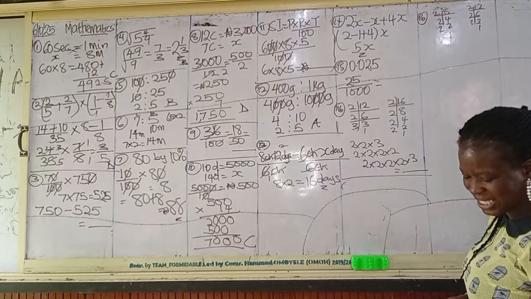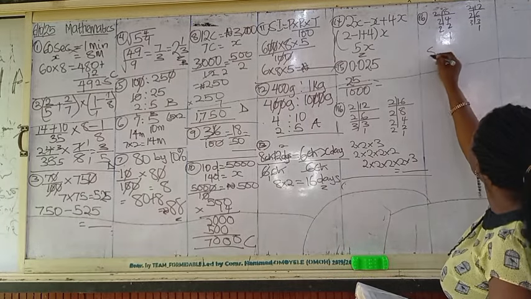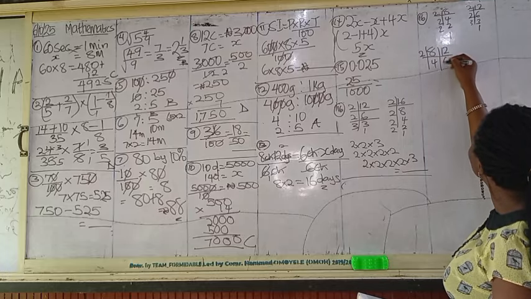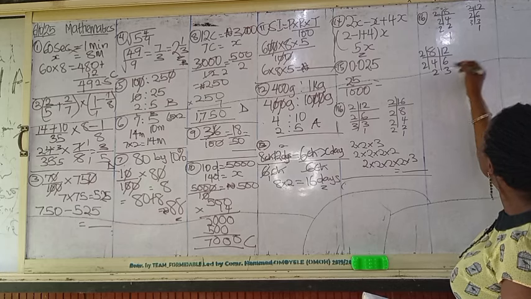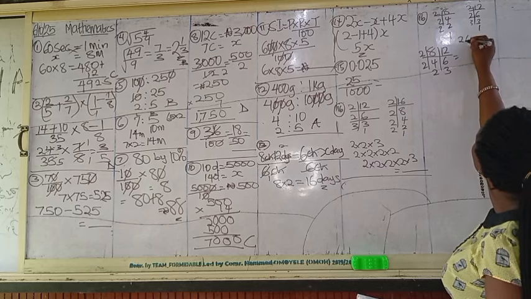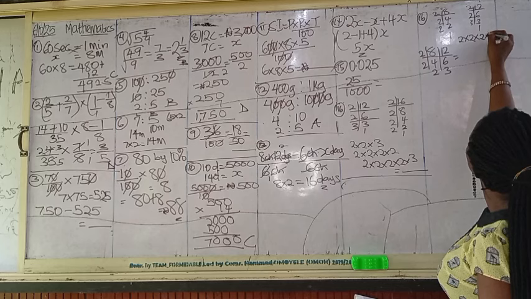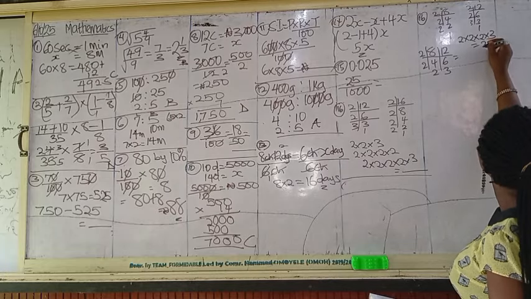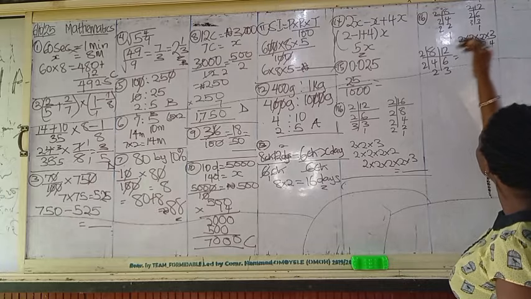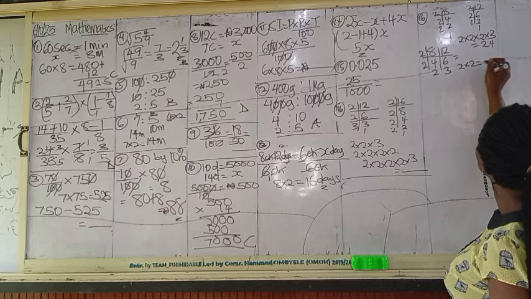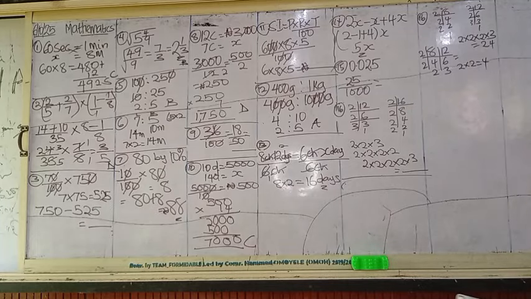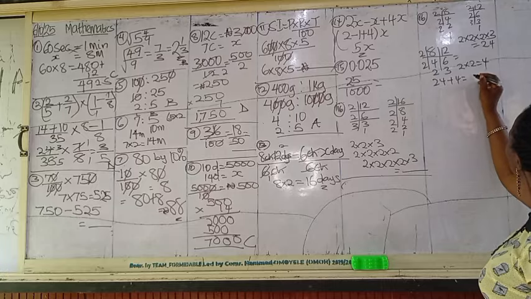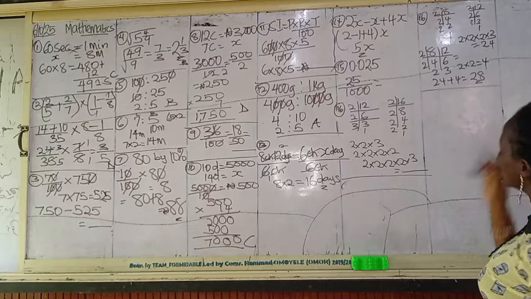And we are to look for the HCF too. HCF of 8 and 12. 2 here 4, 2 here 6, 2 here 2, 2 here 3. So for this one, we are having 2 times 2 times 2 times 3. 2 times 2, 4. 4 times 2, 8. 8 times 3, that is 24. And for this one is just 2 times 2, which is equal to 4. So what are we going to do to the two answers? Then it should be 24 plus 4, which is equal to 28. So that's our final answer there.